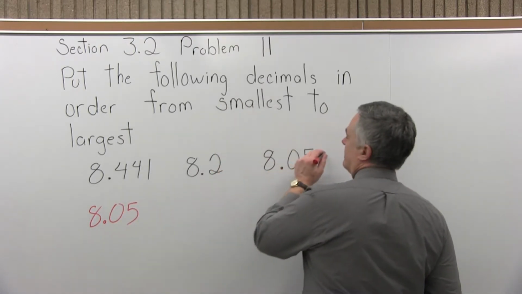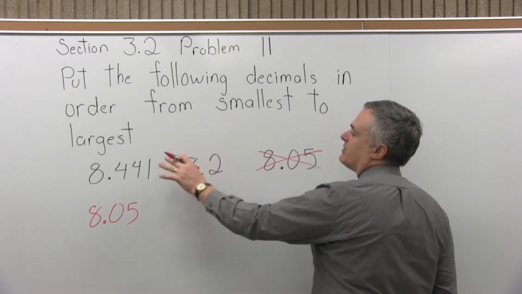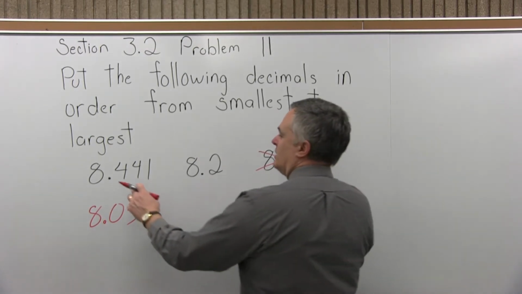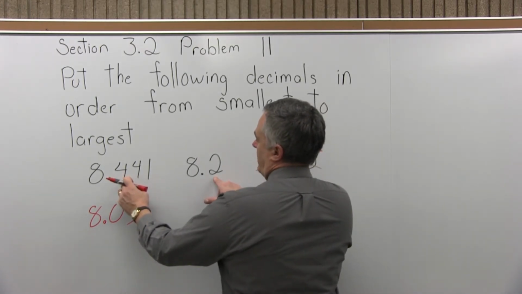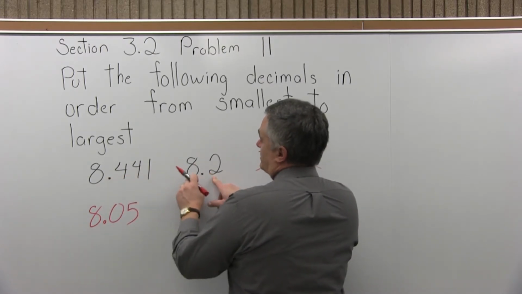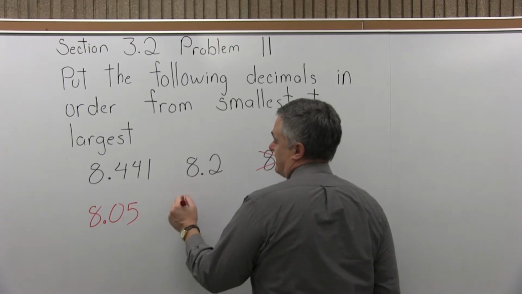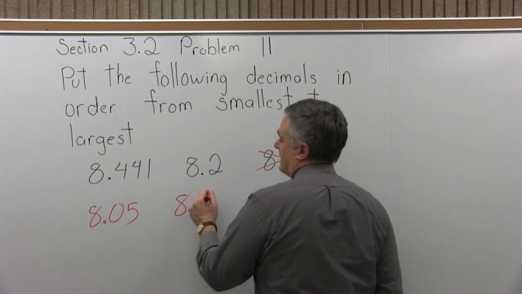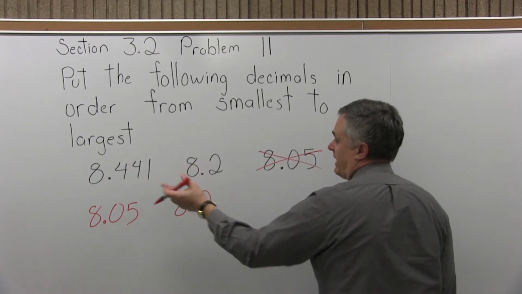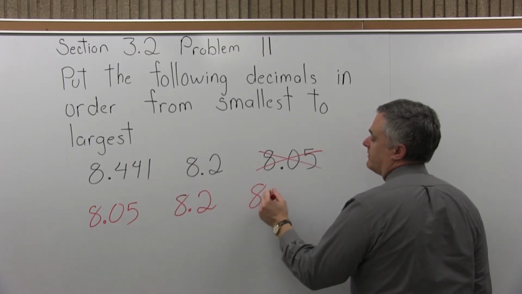And now that I've taken that out of the order, I can just compare the other two, 8.441 and 8.2. So the 2 and the 4 are the ones I'll compare. Well, 4 is larger, 2 is smaller. So 8.2 is the next largest one. And process of elimination, the largest one would be the only one left, 8.441.